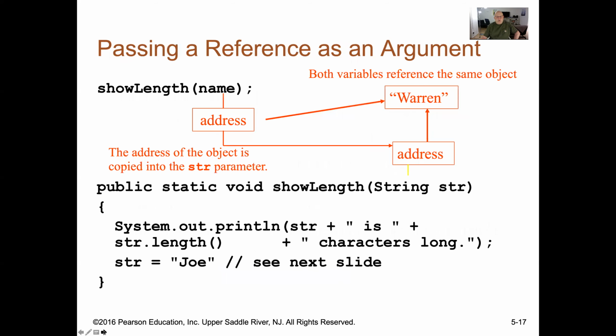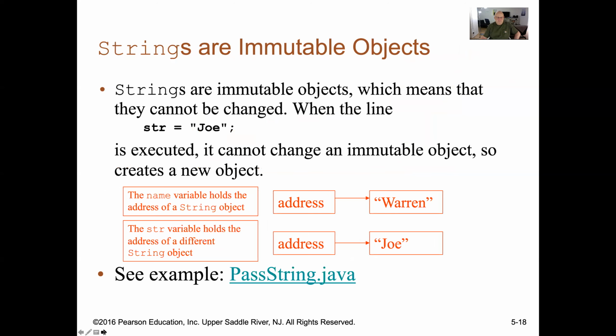This is an example of passing a reference as an argument. What about a string? Strings are immutable objects, which means that they cannot be changed. When the line is executed, it cannot change an immutable object, so it creates a new object.